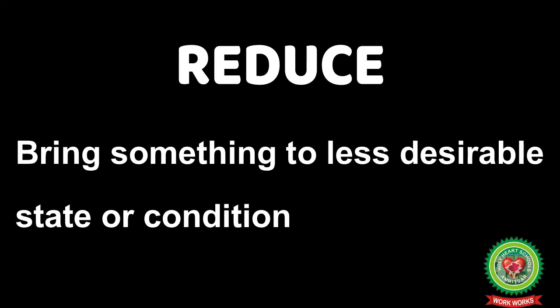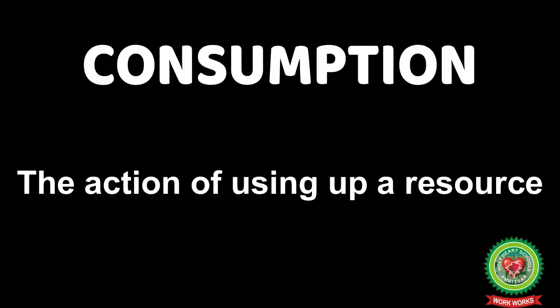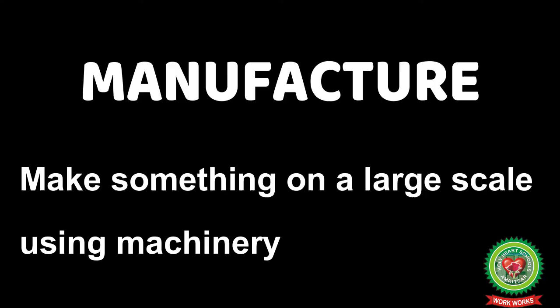Reduce means bring something to less desirable state or condition. So students, we should try to reduce the consumption and manufacture of items or things. Now underline the word consumption and write down its meaning: the action of using up a resource. Now underline the word manufacture and write down its meaning: make something on a large scale using machinery.